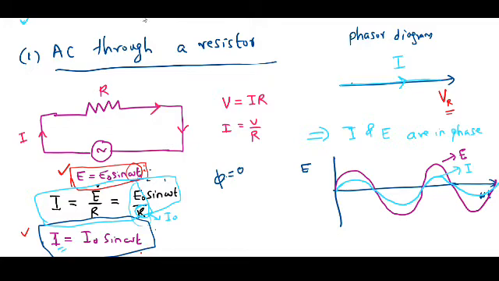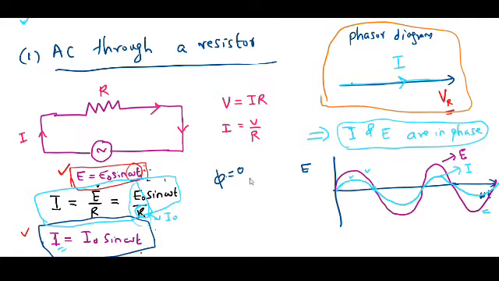Same phase in the sense both values go to 0 together, that is the voltage and the current meet zero at the same omega t. There is no leading or lagging of the voltage and current. Both the current and voltage are in phase. That is our phasor diagram.